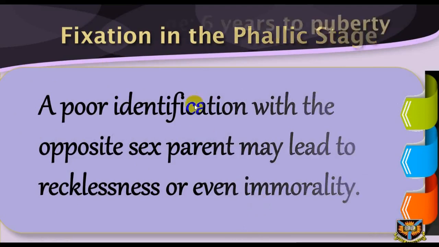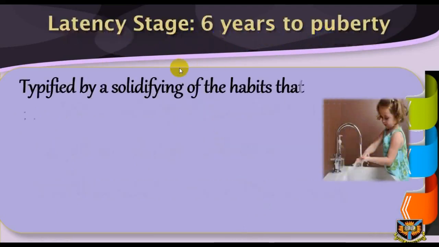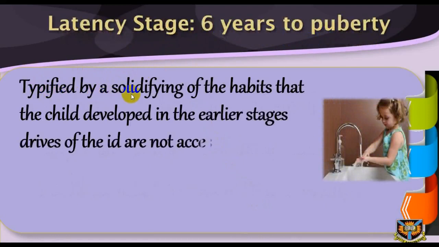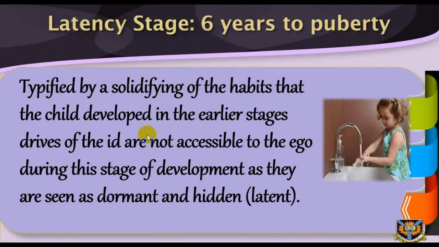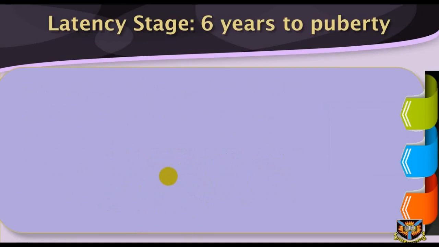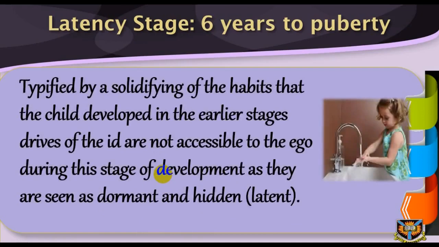Latency stage, 6 years to puberty. The latency period is typified by a solidifying of the habits that the child developed in the earlier stages. Whether the Oedipal conflict is successfully resolved or not, the drives of the id are not accessible to the ego during this stage of development, since they have been repressed during the phallic stage. Hence, the drives are seen as dormant and hidden, latent, and the gratification the child receives is not as immediate as it was during the 3 previous stages.